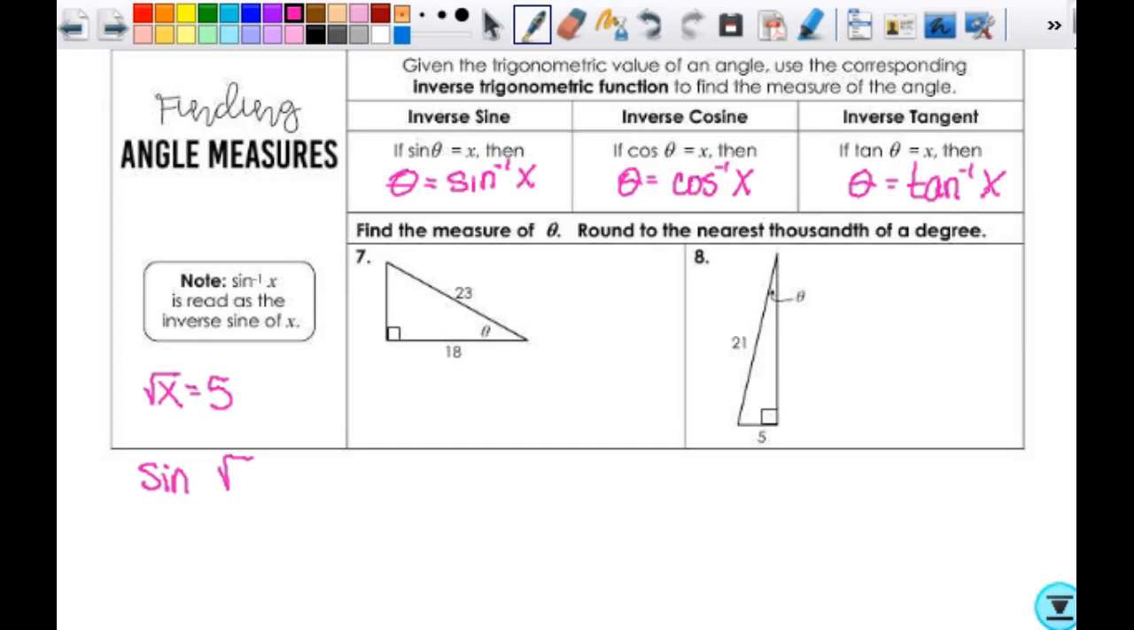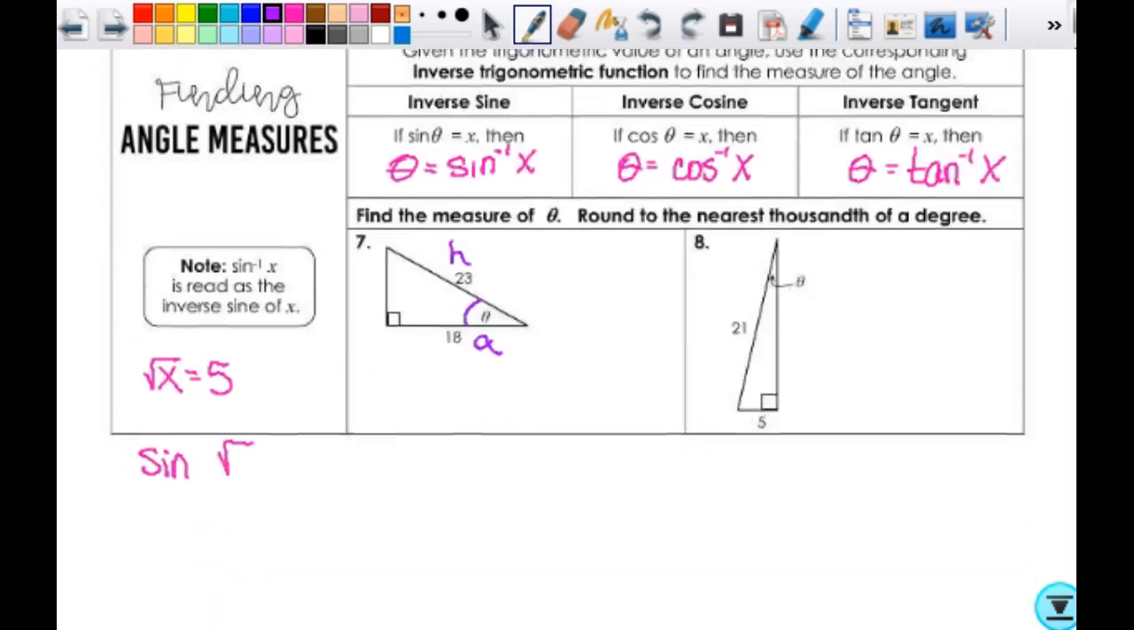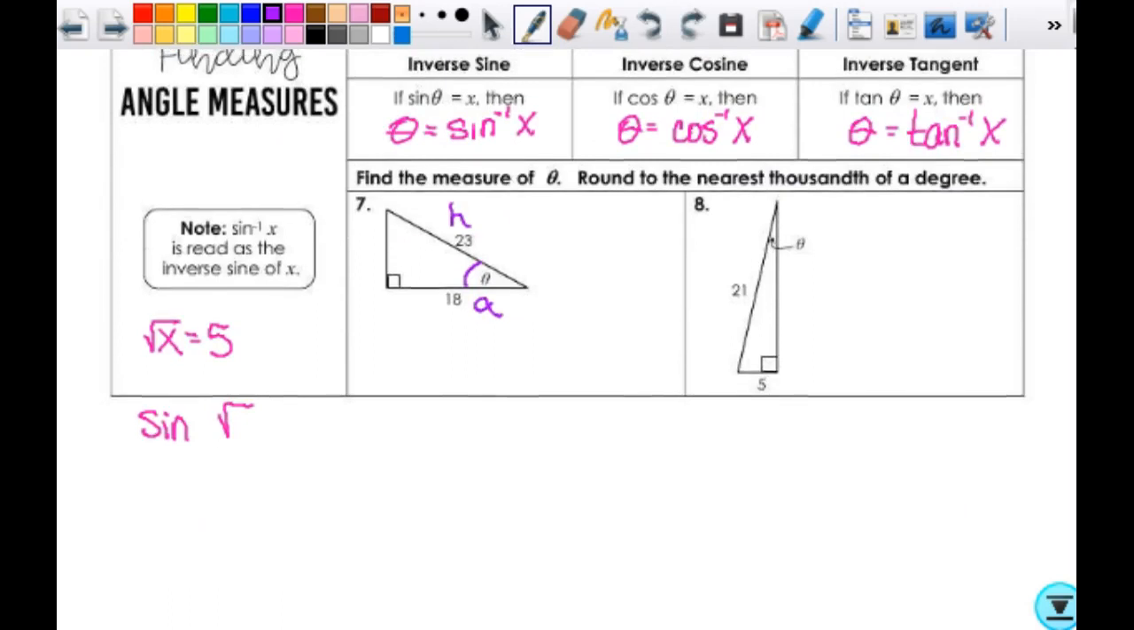So let's look at number 7. It says, find the measure of theta, round to the nearest thousandth of a degree. So we start the same way. This time, this is the angle I'm using. I don't know what the measure is, but that's the one I need. So this right here is the adjacent leg, and this is my hypotenuse. So what uses adjacent and hypotenuse? Cosine. So I'm going to take the cosine.